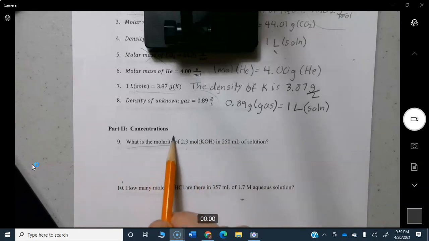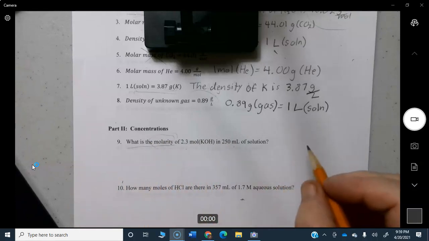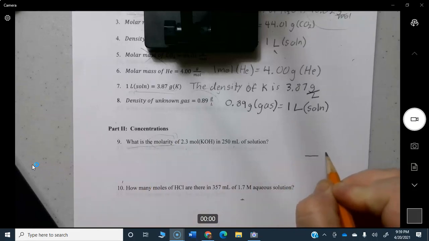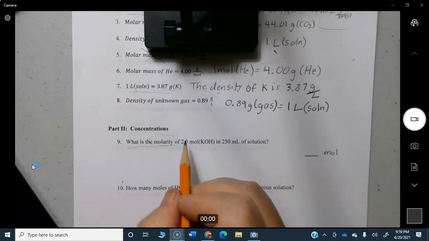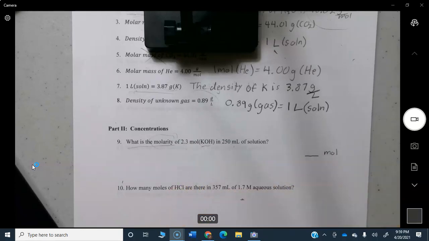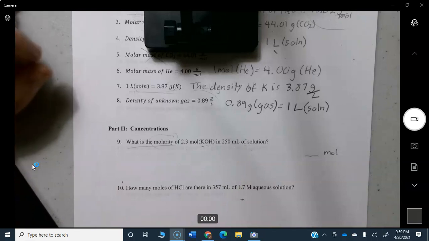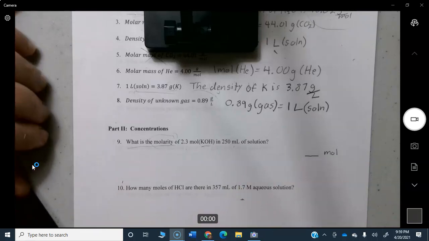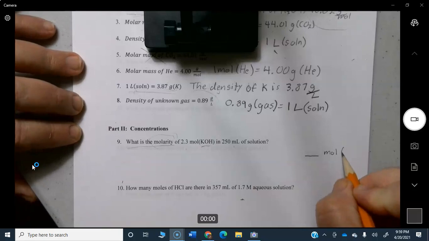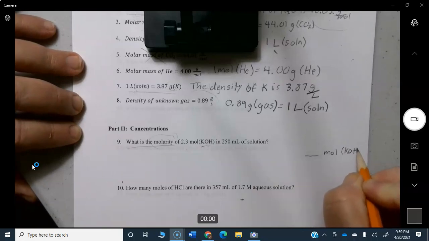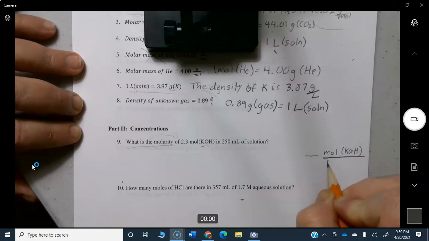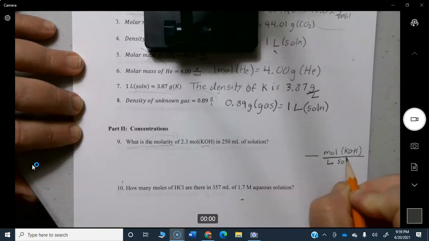So molarity, whenever you see that, you want to convert it immediately into moles of solute. Your solute here is KOH. That's what's getting dissolved in water. It doesn't say water, but if it doesn't say, you always assume it's water, because that's virtually the only solvent we're going to be dealing with. So moles of KOH per liter of solution. That's the KOH and the water mixed together. We just call it solution.